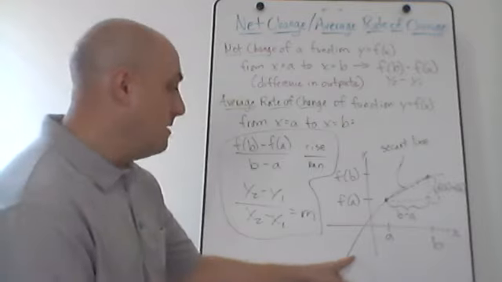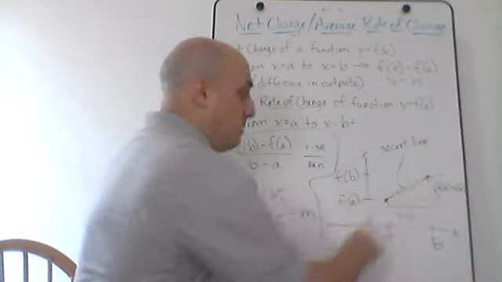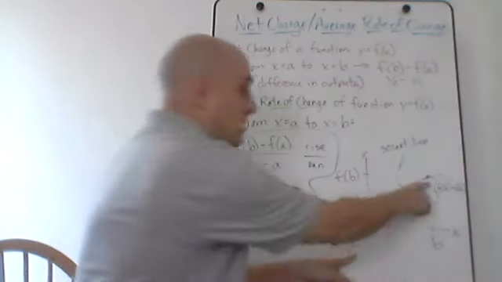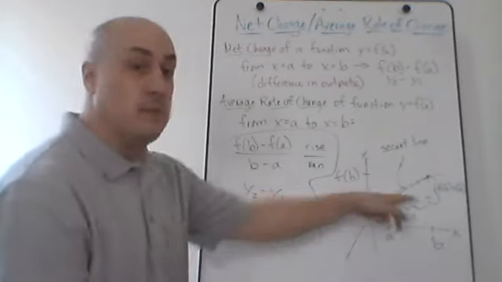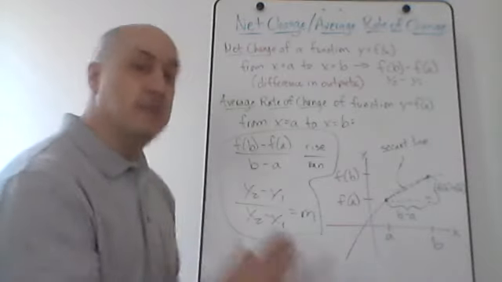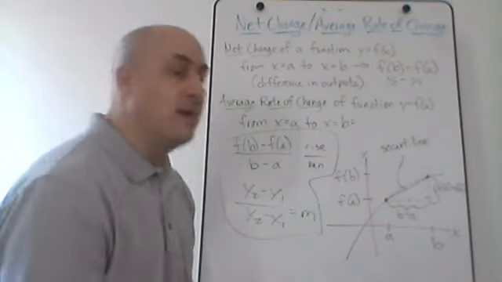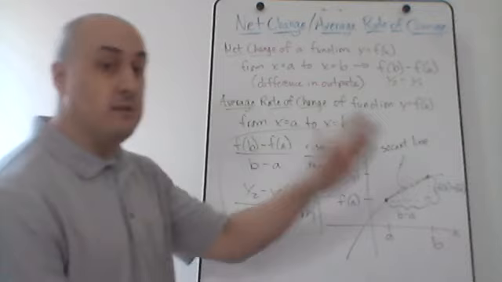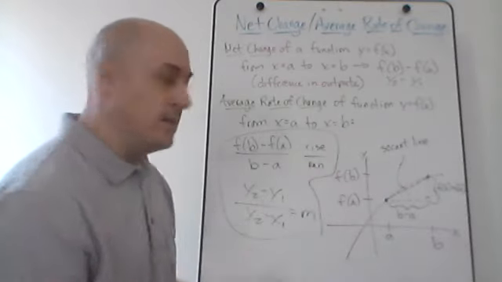If I were to pick this point down here and then this point up here, that would give me a completely different average rate of change, because the line connecting those 2 points is going to have a different slope from the one up here. So the average rate of change is different for a function depending on which x values you pick, unless you have a linear function. Because if you have a linear function, which is just a straight line, no matter what 2 points you pick on the line, it always has that same slope.